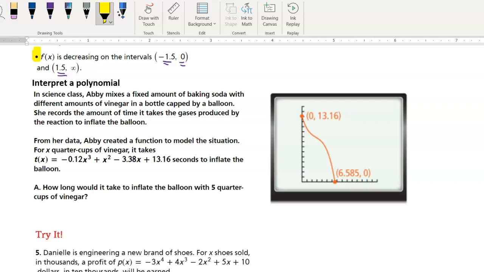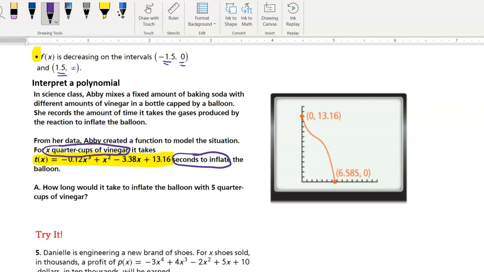We're going to learn later how we can create tables and do all that and create equations, but for right now, they're giving us that function. They're giving us the equation. So this is the equation that we would use. And that represents the seconds it takes to inflate the balloon. So x here represents the number of cups of vinegar. How do I know that? Right there. And the total represents the seconds it takes to inflate the balloon.